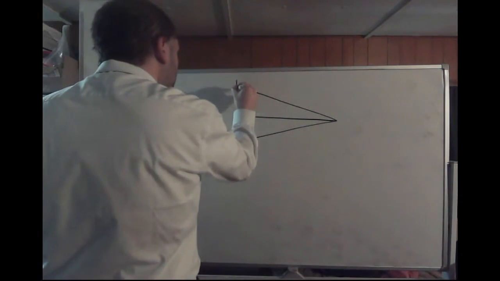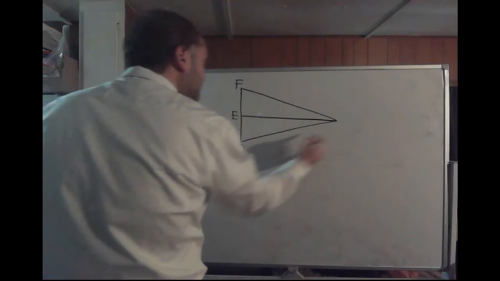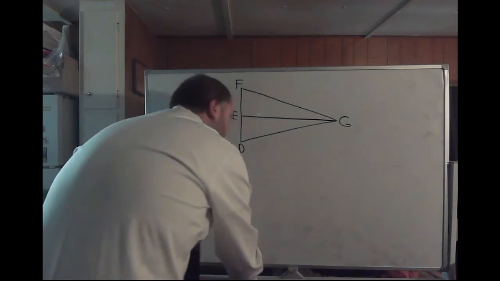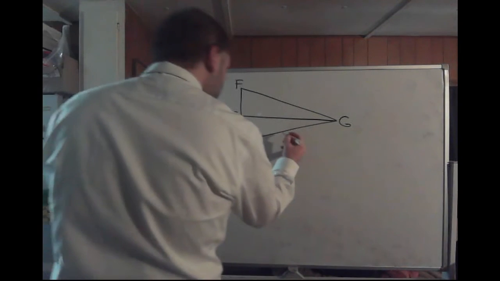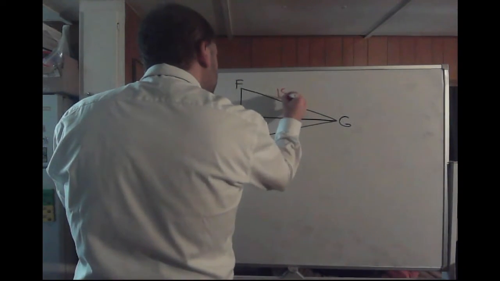FEDG. FED and then G. Let's see what else we get here. What do they give us about these two triangles? 18, 18.